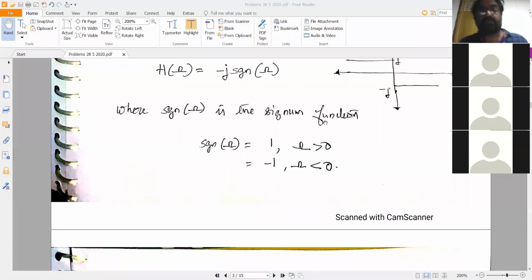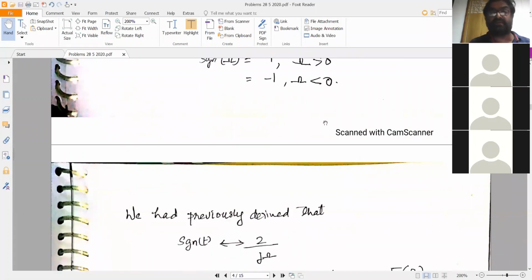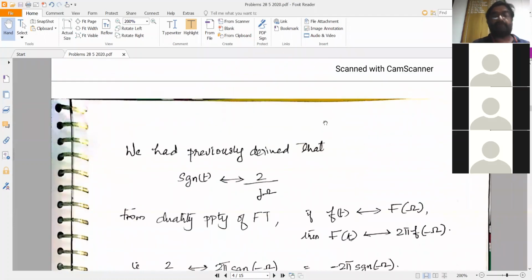Okay. So signum of omega is equal to 1 for omega greater than 0 and minus 1 for omega less than 0. This result was previously derived, at least in the E4B class. Signum of t has got a Fourier transform given by 2 by j omega. So you can apply the duality theorem.